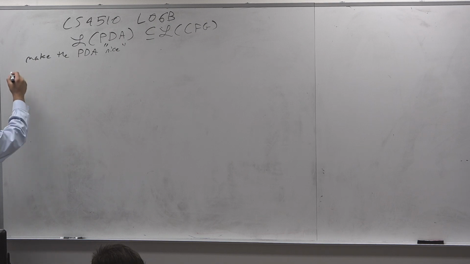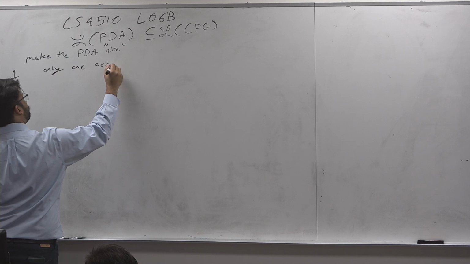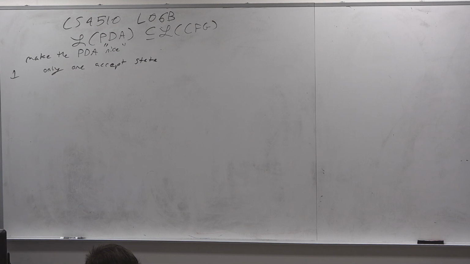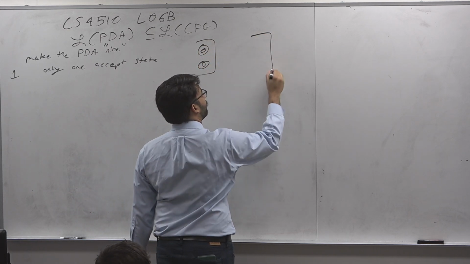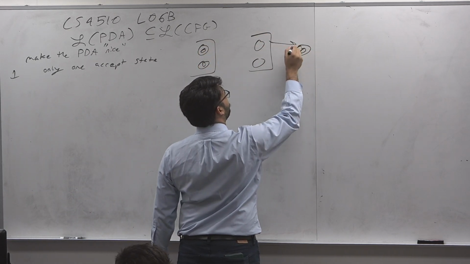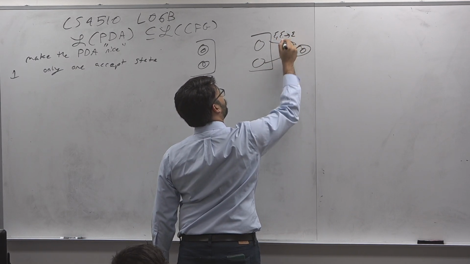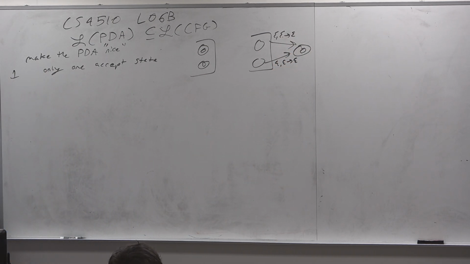First, it only has one accept state. How can I make sure that my PDA only has one accept state? Epsilon transitions from all accept states to a new one. This even works for NFAs. Let's make it like this. Read nothing, pop nothing, push nothing. Read nothing, pop nothing, push nothing. Now this PDA, after being modified, has one accept state.